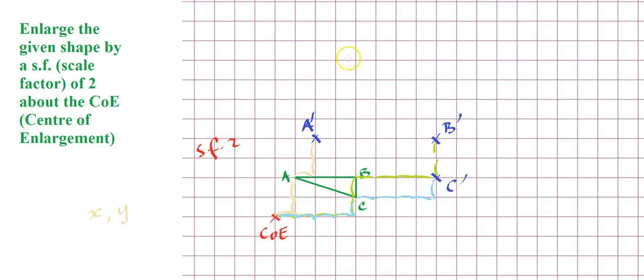To finish off this particular task, I now draw the triangle A dash, B dash, and C dash. And it's finished.